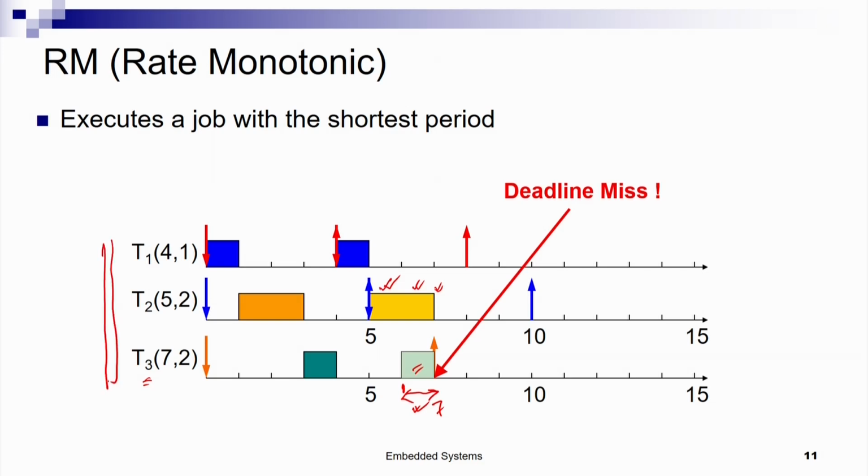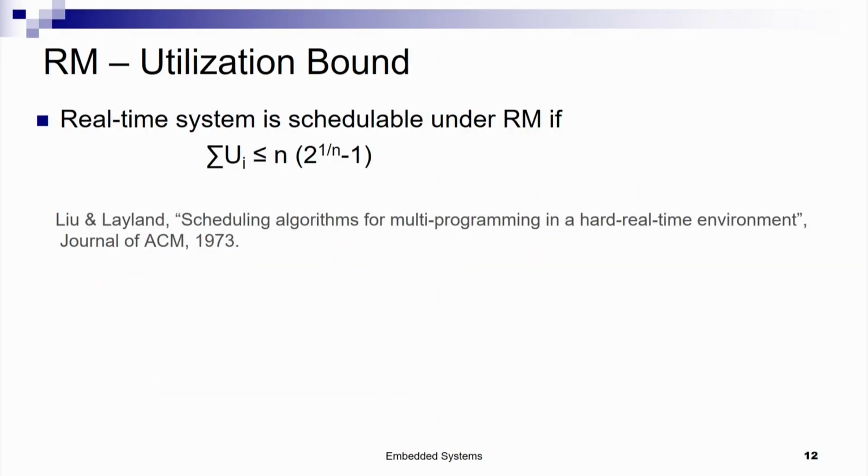Now, the natural question therefore is how will we understand whether this rate monotonic scheduling algorithm will be able to schedule an arbitrary task set or not? This, as we said, is done through a mechanism called schedulability analysis. And the easiest schedulability analysis that we have for RM is the utilization bound.